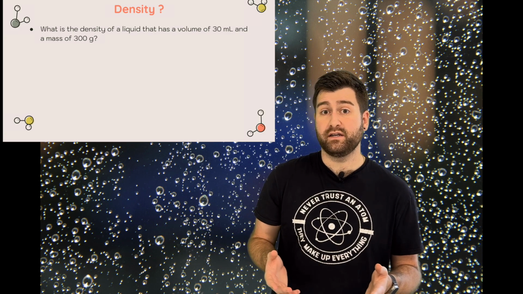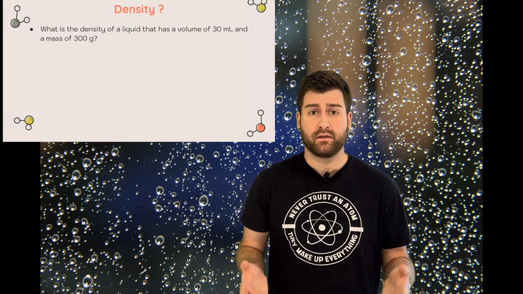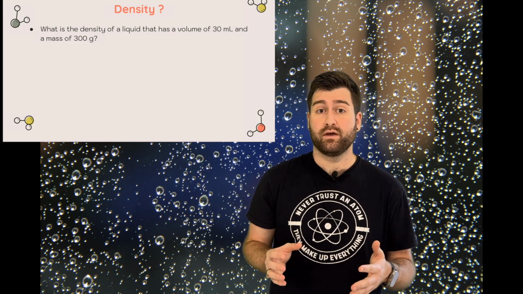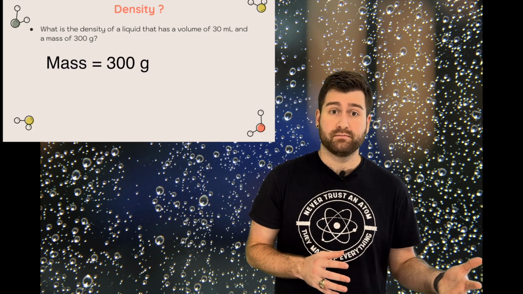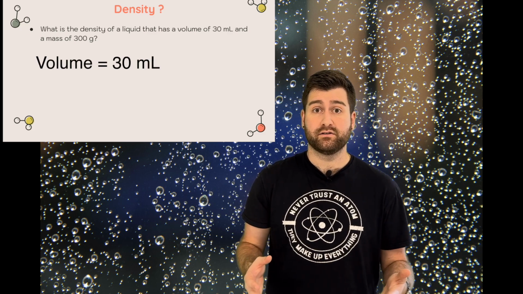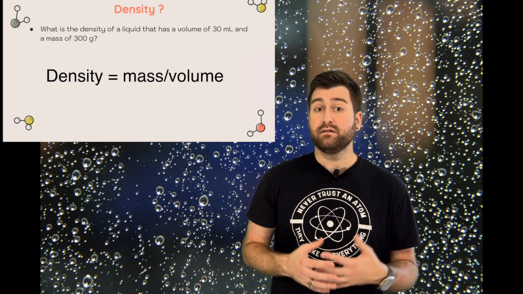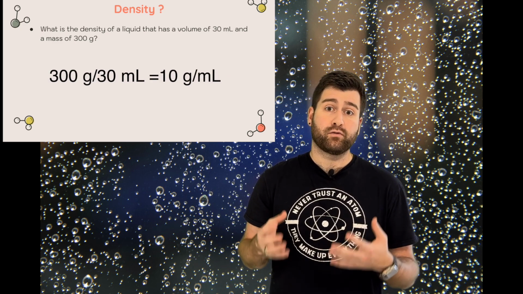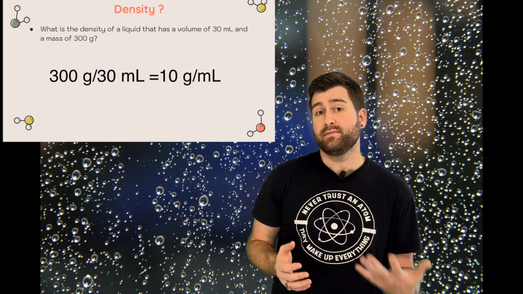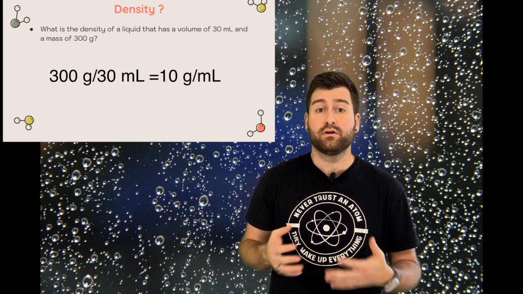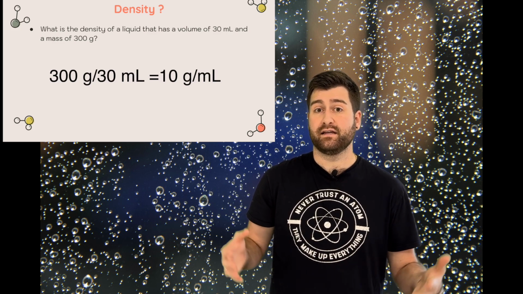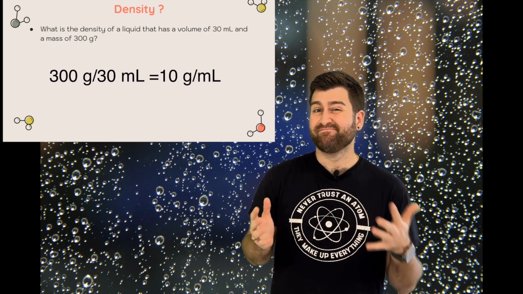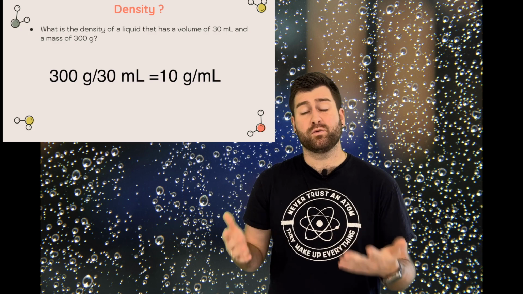Now that you've unpaused the video, let's go over the problem. First, let us identify the specific numbers we are working with. The mass is 300 grams and the volume is 30 milliliters. Let's plug it into our formula. Remember, density equals mass divided by volume. If we take the 300 grams and divide it by 30 milliliters, we get 10 grams per milliliter as our final answer. Is that what you got? If so, great job. If not, go back and check your work against mine.